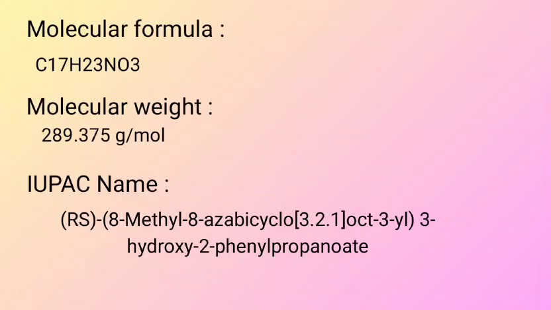Now let's see the molecular formula. The molecular formula for atropine is C17H23NO3. Molecular weight is 289.375 gram per mole. IUPAC name is RS 8-methyl-8-azabicyclo[3.2.1]oct-3-yl 3-hydroxy-2-phenylpropanoate.